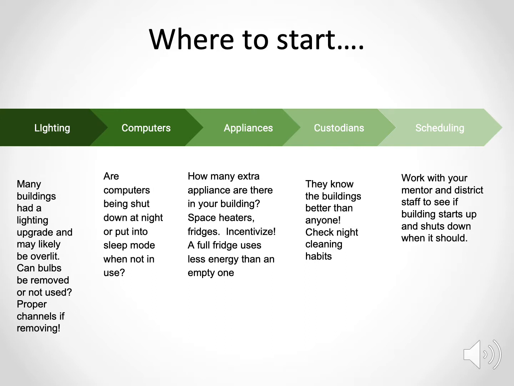Computers, making sure, everyone says, well, our computers are programmed. Well, that's great, but a lot of times that gets overridden by people, there's an override so that they can keep the computers up at night or whatever. So it's a good thing to check your computer scheduling. Appliances, I'm sure there's a lot of extra appliances in your building. Space heaters, refrigerators, and see if teachers can at least consolidate and maybe share some of these devices. And if they're not willing to give up their mini fridges, a full fridge uses a lot less electricity than an empty one, which is kind of interesting.